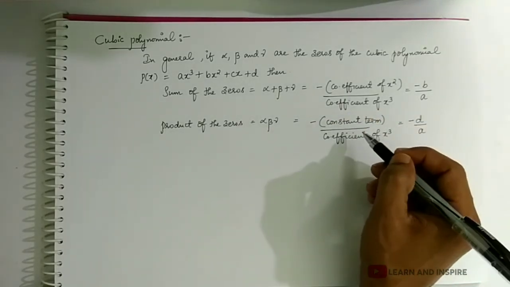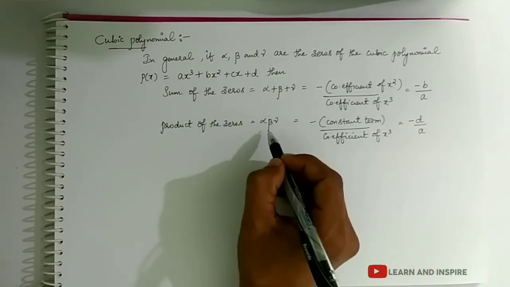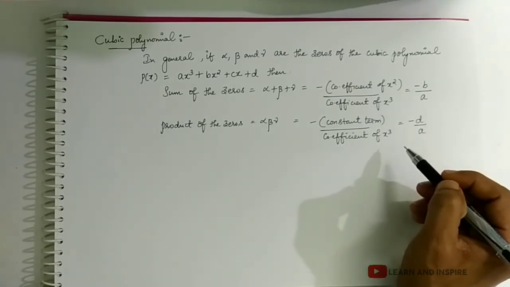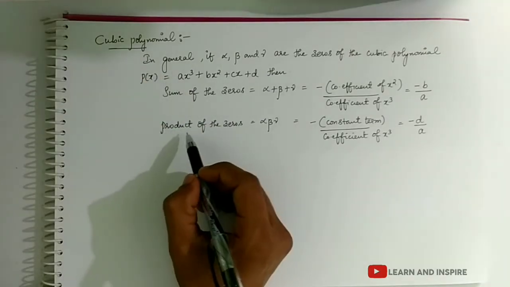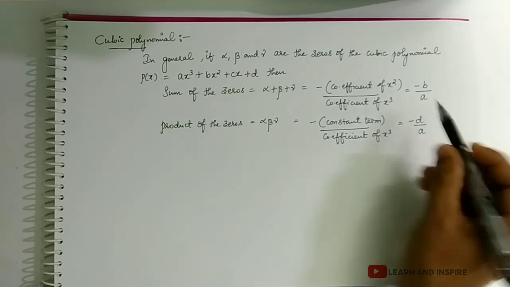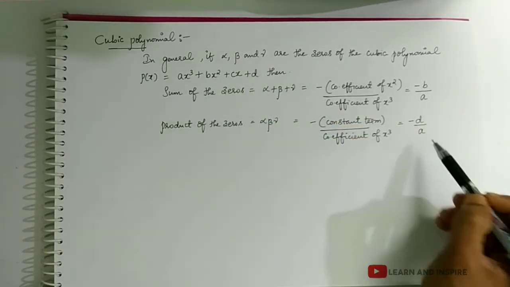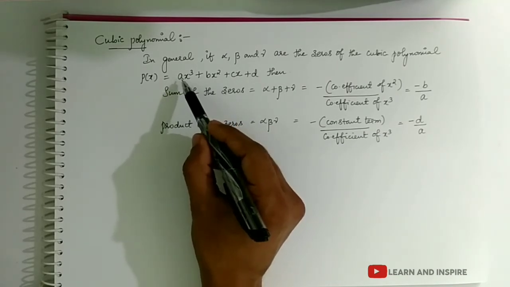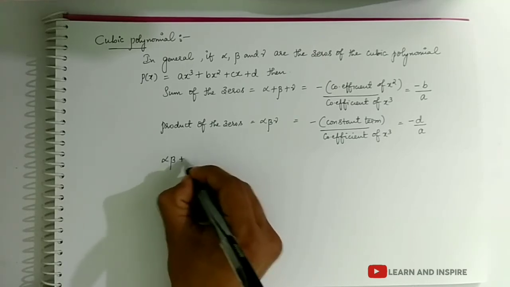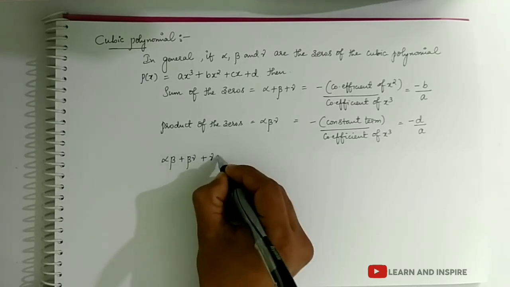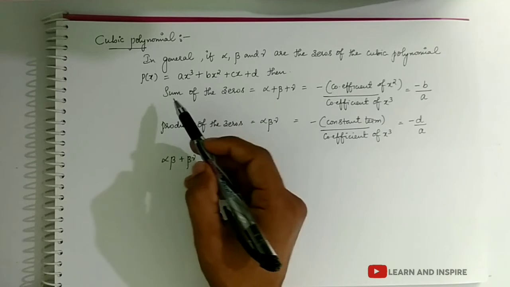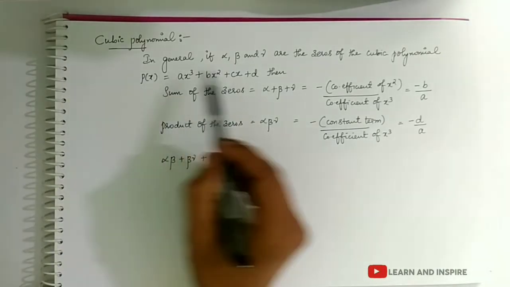Whereas in a quadratic polynomial, the product of the zeros alpha beta is c by a, where c is the constant and a is the coefficient of x square. In a cubic polynomial, the product of the zeros alpha beta gamma is equal to minus d by a, where d is the constant term and a is the coefficient of x cube. So remember that point. And we relate one more: alpha beta plus beta gamma plus gamma alpha is equal to c by a. Understood? So you have to remember these three relationships of a cubic polynomial.